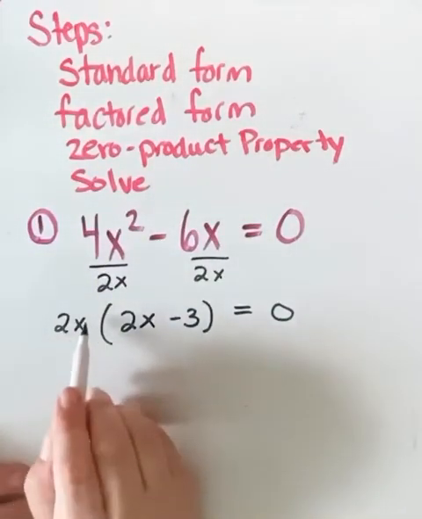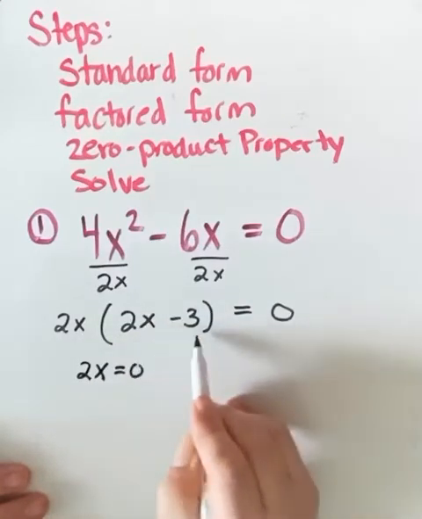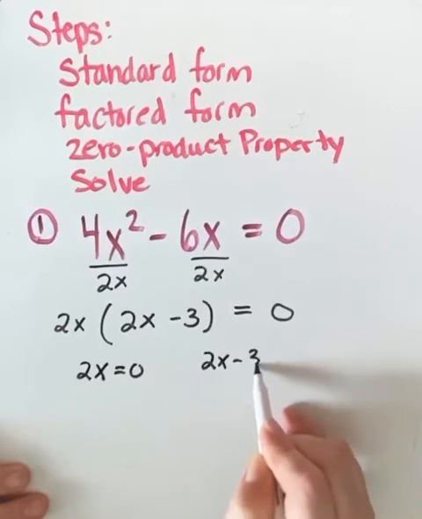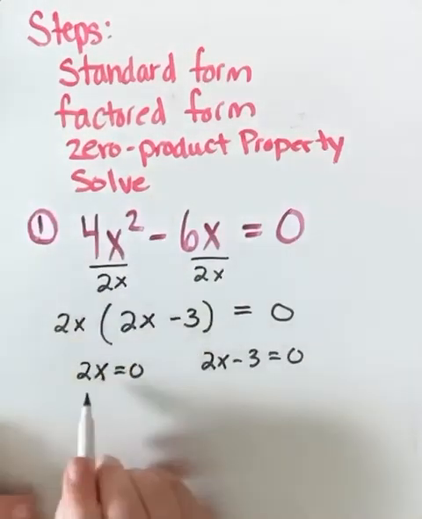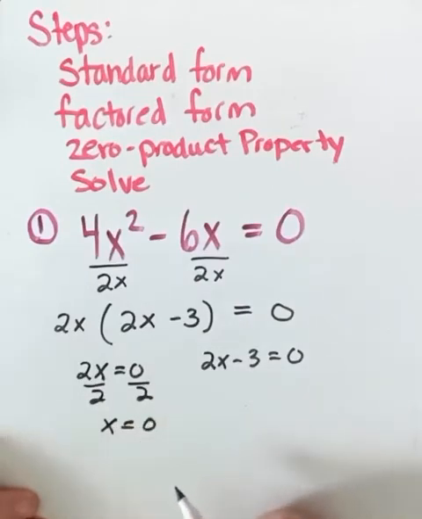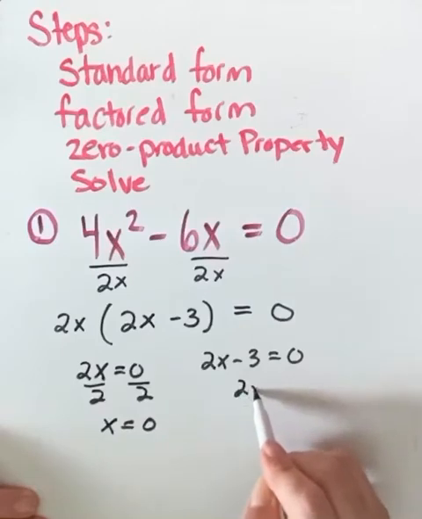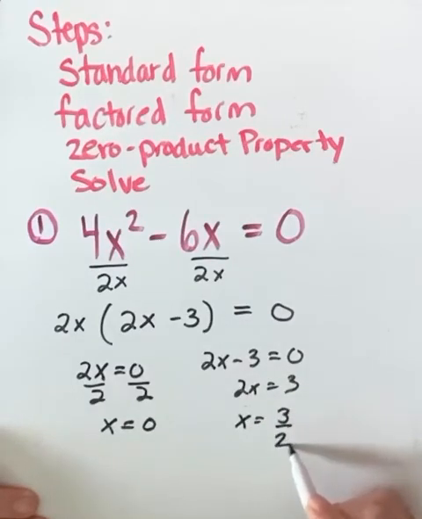So I'm going to take this factor over here, set it equal to 0. This factor here, set it equal to 0. And then the last thing I need to do is solve each one of those. That tells me I have an intercept at the origin, and an intercept at 3/2, or 1.5.